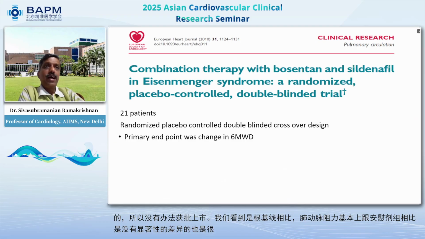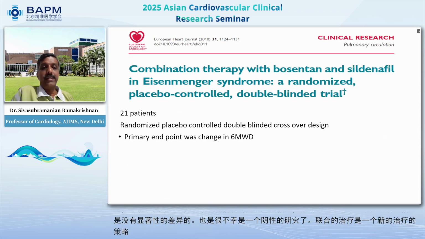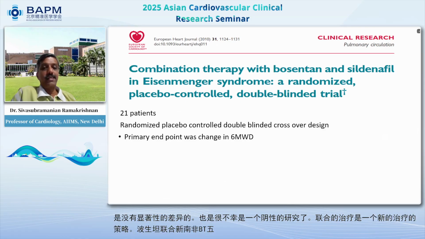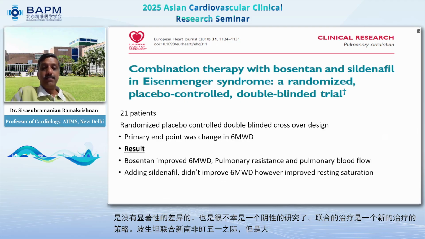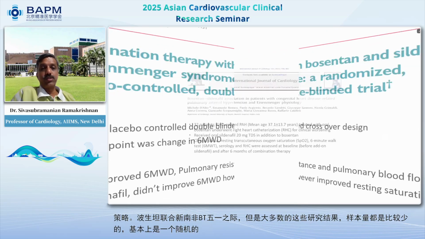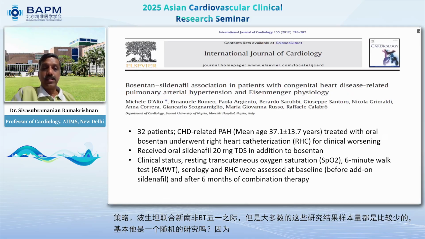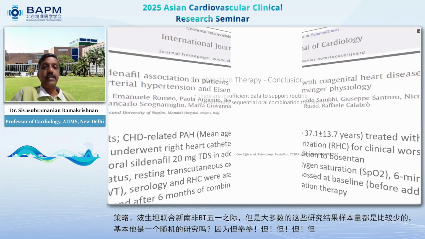Unlike in idiopathic pulmonary hypertension, where combination therapy is the treatment to go for, the same is not true in Eisenmenger syndrome. That is because of the studies of combination therapy that have been tried, even though they are grossly underpowered and most looked at the 6-minute walk distance. Adding a drug may not improve the 6-minute walk distance, though it may improve some saturation. The same is reported here, in another trial showing not much benefit with added therapy.